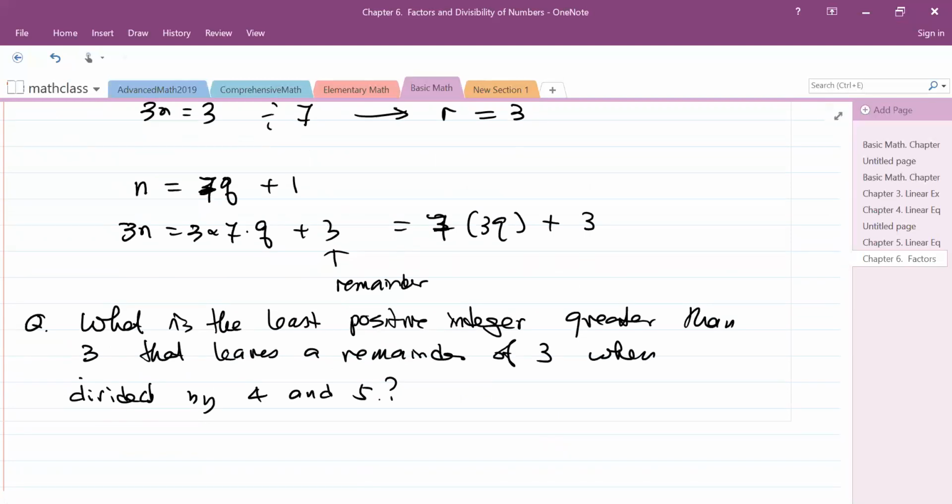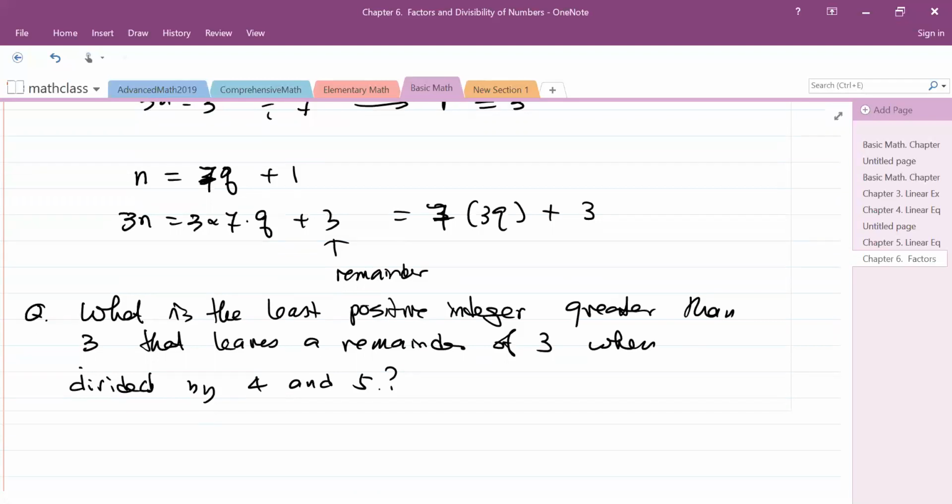There are plenty of numbers there that leave a remainder of 3 when divided by 4 and 5. Now, if I remove the restriction greater than 3, 3 is the answer, because when 3 is divided by 4 or 5, you get a remainder of 3. Lots of people get answers. Do you know how to get it?